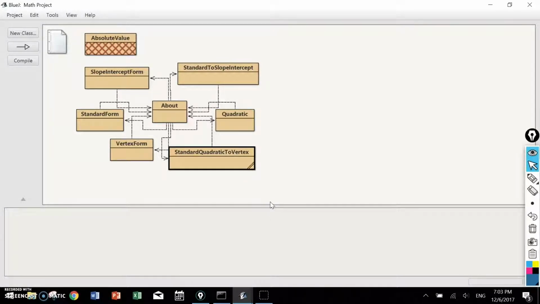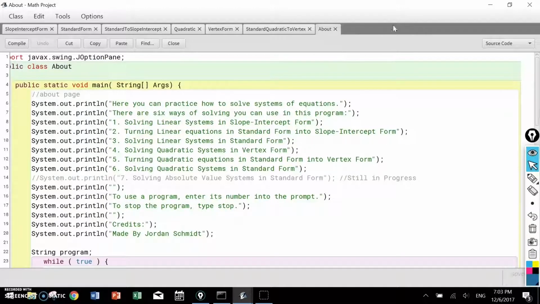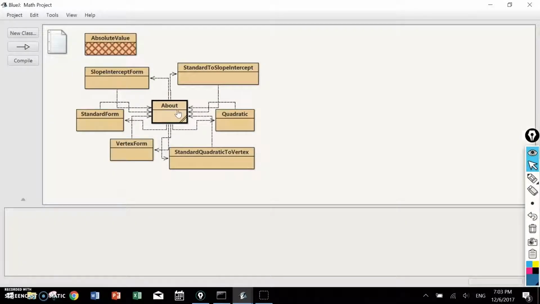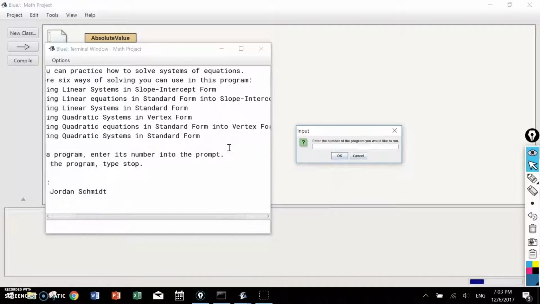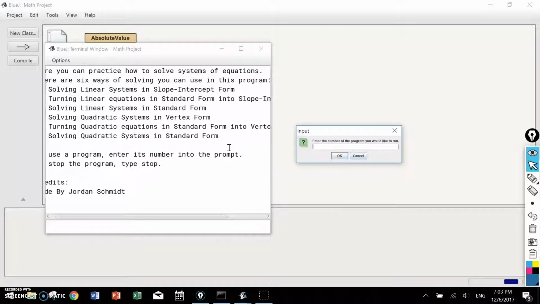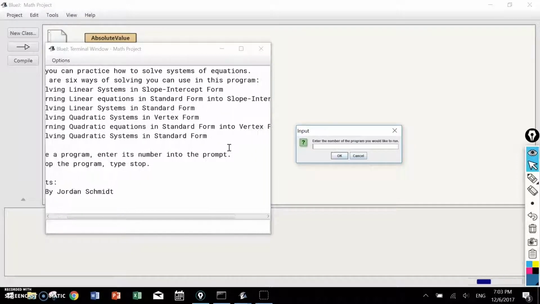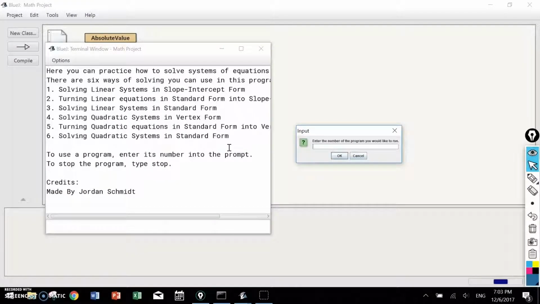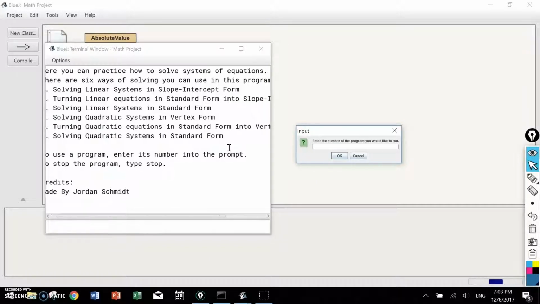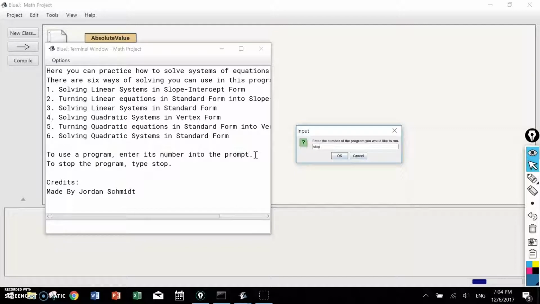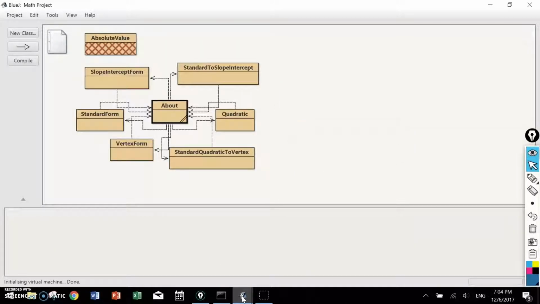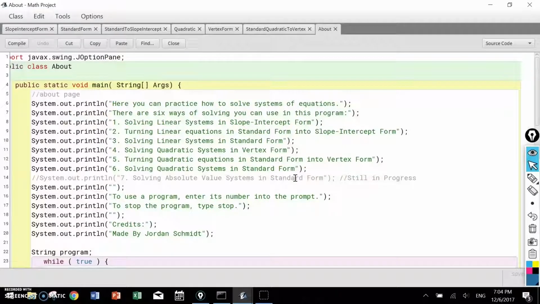So I have some different types of math that this program can do. This little About program says everything. So we have solving linear systems in slope-intercept form, turning linear equations in standard form into slope-intercept form, solving linear systems in standard form, and so on. So we have 6 different programs here. Now I'm going to be showing you the code in all of them and the math behind it all.